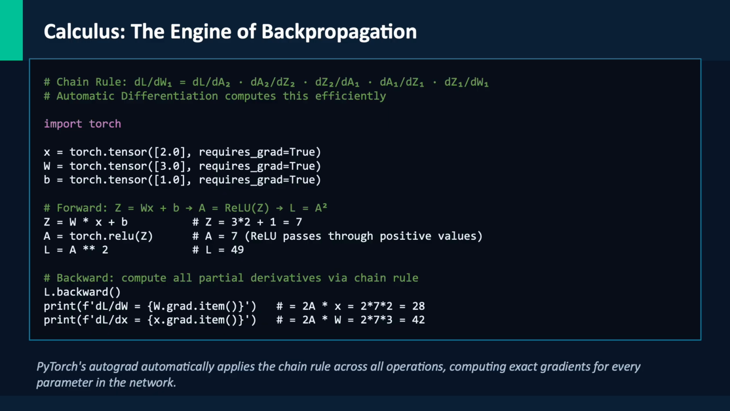So this is something that I thought to share with you. You can actually literally run this code. PyTorch autograd automatically applies the chain rule across all operations, computing the exact gradient for every parameter in the network.